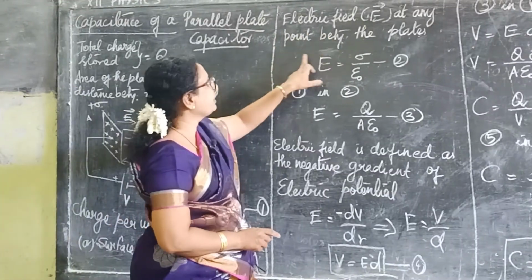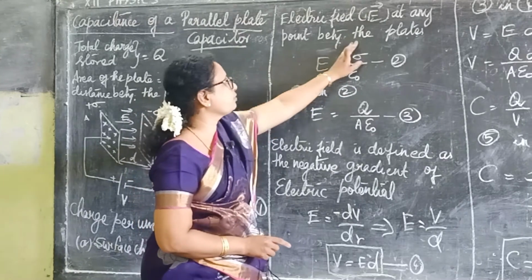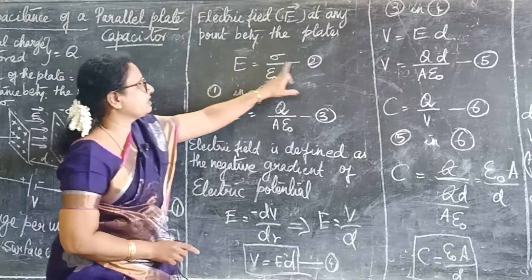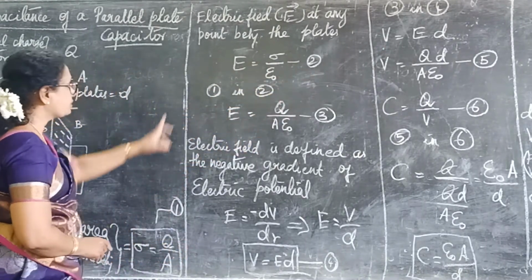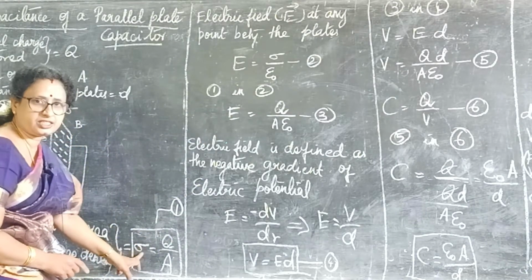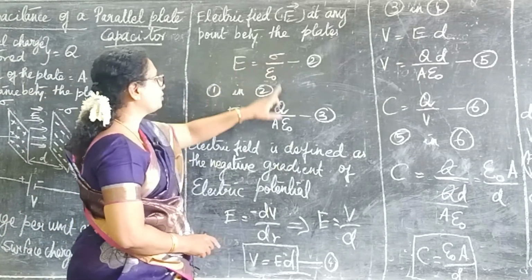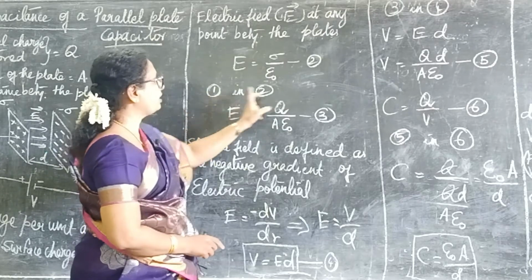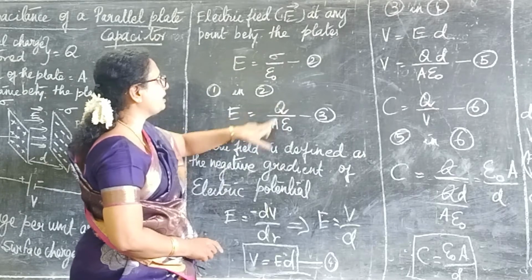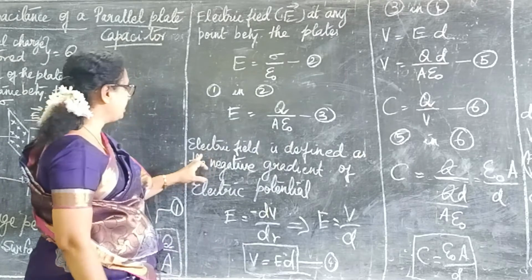The electric field E at any point between the plates, I have taken only the magnitude, E is equal to sigma by epsilon naught. Take this as equation 2. Substitute equation 1 in equation 2. Already we have written for surface charge density, sigma is equal to Q by A. So, substituting 1 in 2, you get electric field E is equal to, instead of sigma you substitute Q by A. So, you will get the equation E is equal to Q by A epsilon naught.